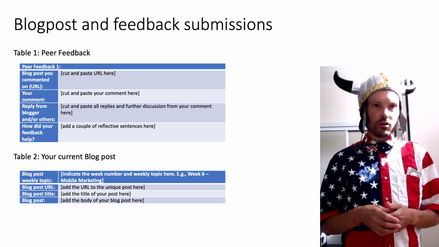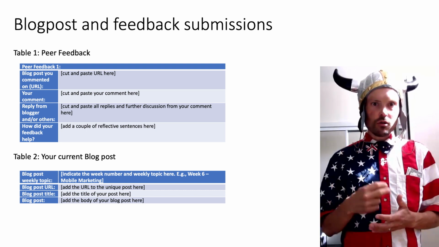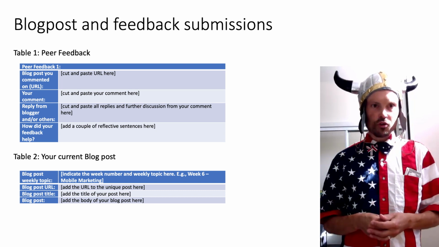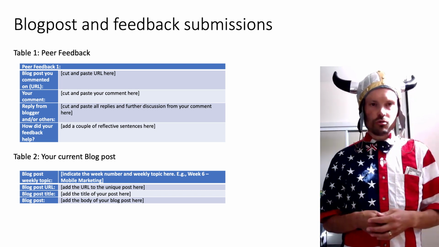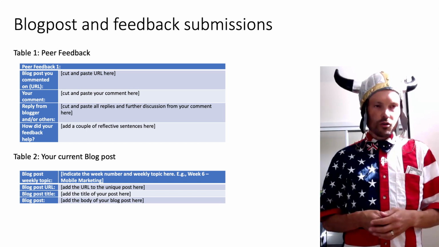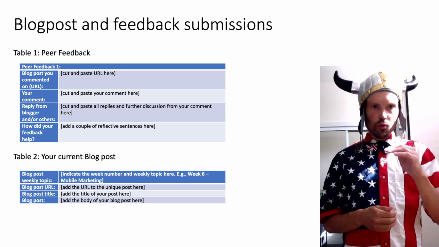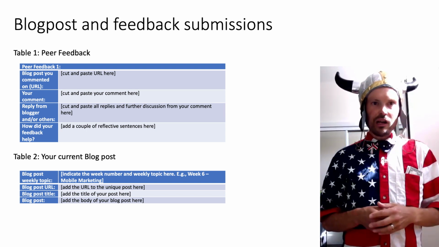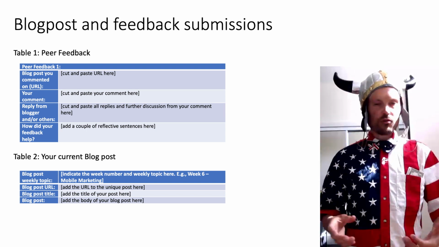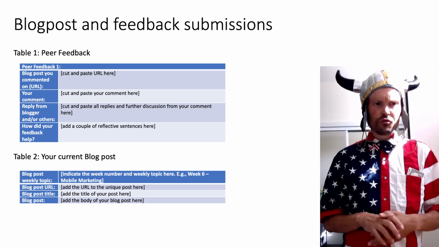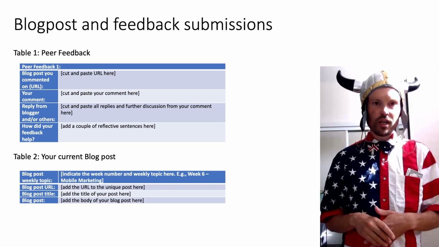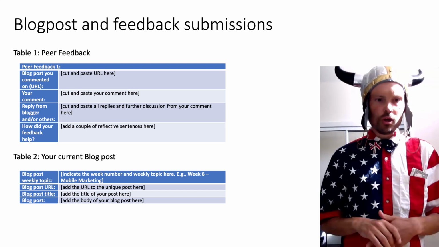The criteria is that you provide feedback to two different blogs. That's it, just two blogs of your peers. So the table will have peer feedback 1, and then one following it, peer feedback 2. We're not looking for a lengthy, several-paragraph description of how your feedback helped. We're just looking for a couple of sentences so that you're reflecting on the feedback that you provided to two of your peers.